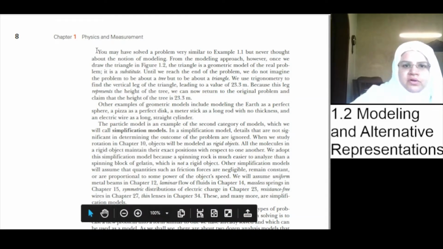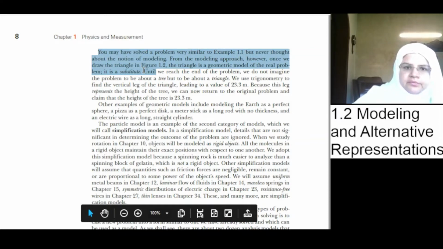You may have solved a problem very similar to example 1.1, but never thought about the notion of modeling. From the modeling approach, however, once we draw the triangle in figure 1.2, the triangle is a geometric model of the real problem. It is a substitute. Until we reach the end of the problem, we do not imagine the problem to be about a tree, but to be about a triangle.